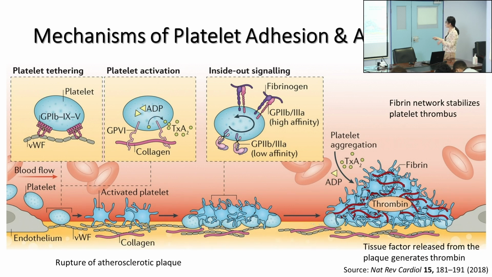Okay, and of course at the same time, during the rupture of the plaque, there is also tissue factor released from the plaque, and therefore thrombin is generated. And thrombin is in charge of the coagulation cascade, and it will form the fibrin clot. So altogether, at the end, the fibrin clot will cross-link with the aggregated platelets, and therefore forms the platelet thrombus.